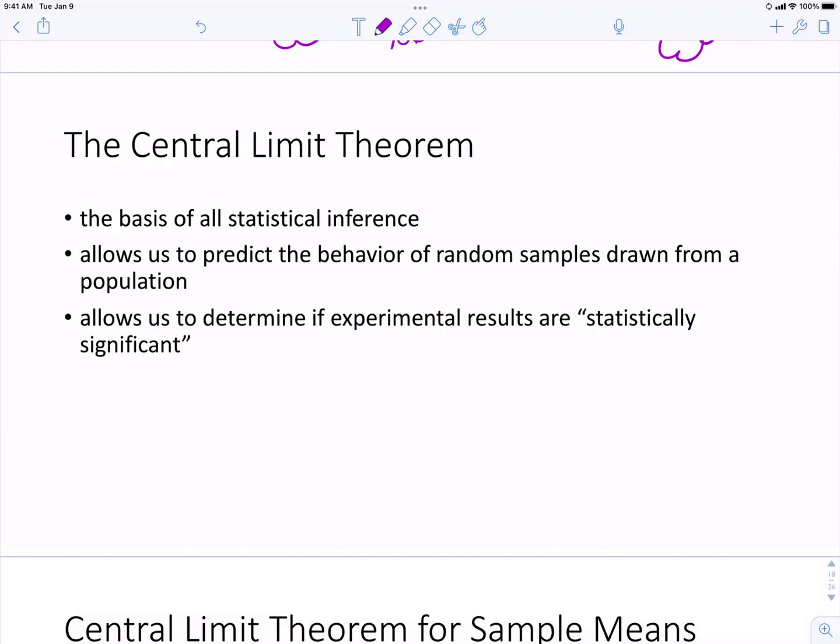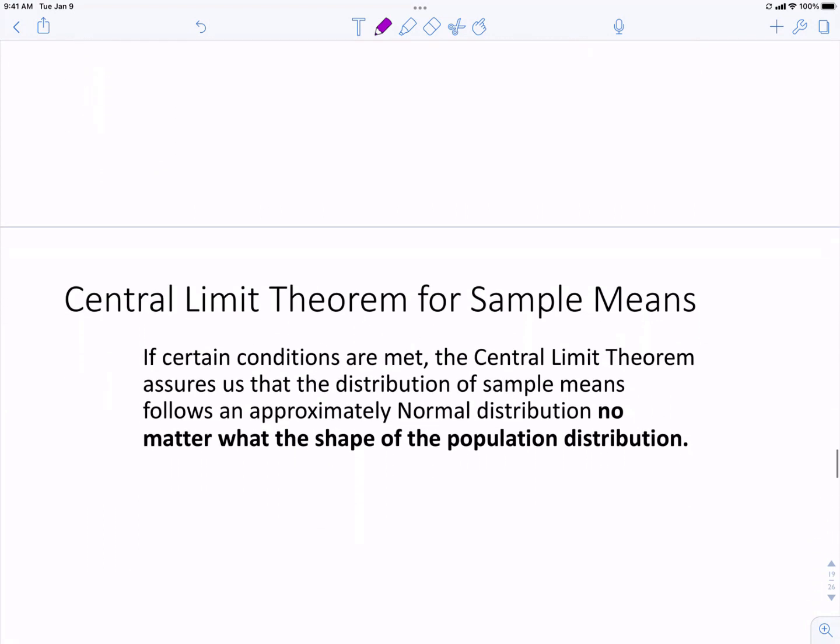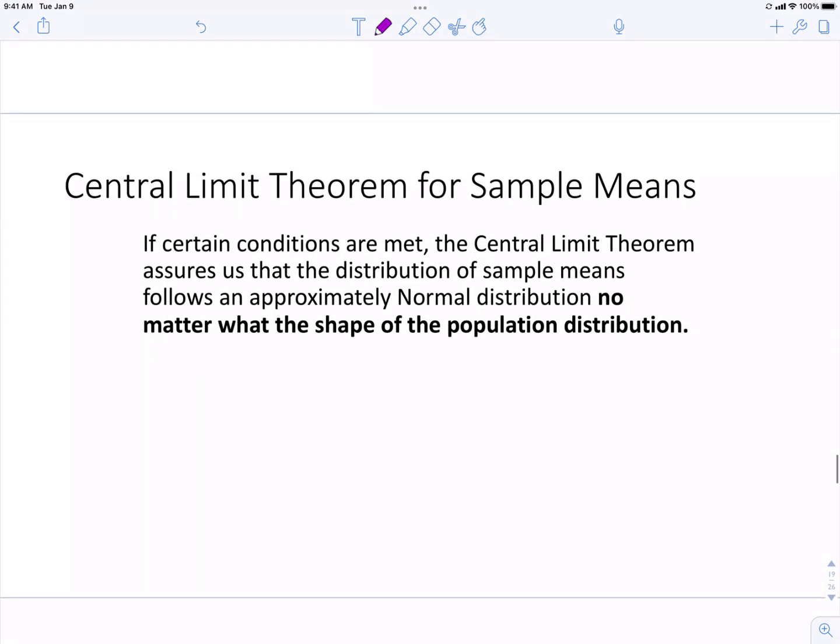The central limit theorem sounds a bit formal, but I do want to go over it so that you have some basis for understanding how statistical inference works, because it really is the basis of all experimental statistical results. Okay, so this is what the central limit theorem says. It says that if certain conditions are met, and we're going to go over what those conditions are, the central limit theorem assures us that the distribution of sample means will be approximately normal no matter what the shape of the population may be.